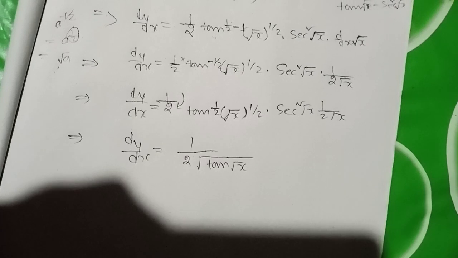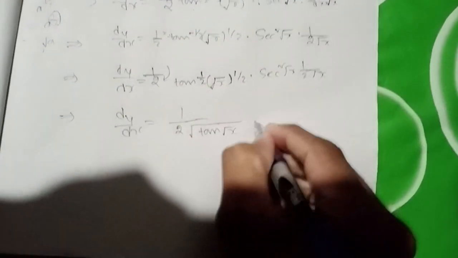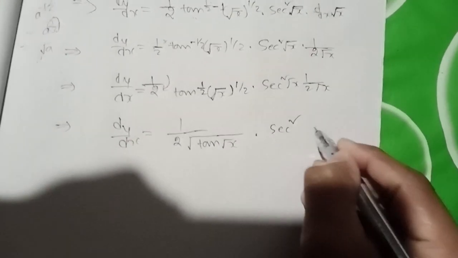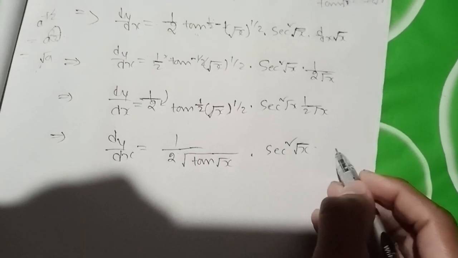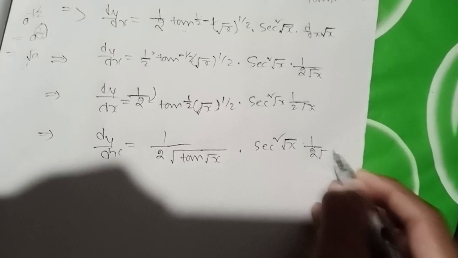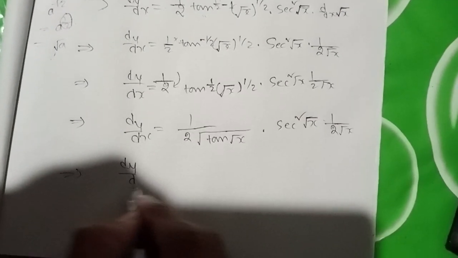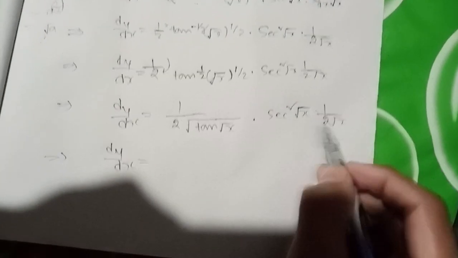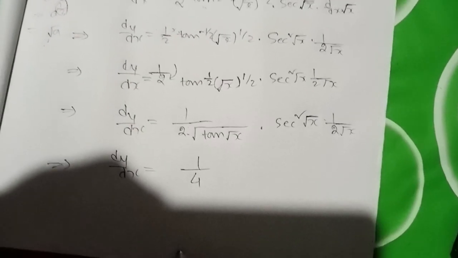Also you can write under the root over. You need to pay attention, please. I am teaching you slowly, in the simplest way, so that you can understand easily, and that's it. So into sec square x as the angle under root over x. So 1 by 2 under root over x. In dy by dx, you can see this 2 and this 2 are multiplied, so we can write 1 by 4.